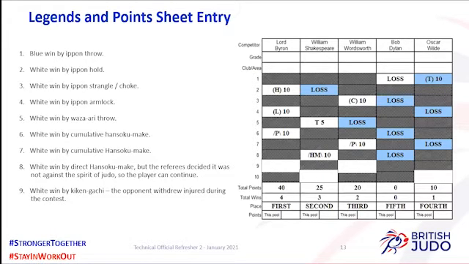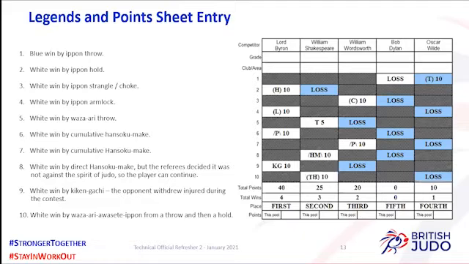The 9th match is a white win by Kikingachi. The opponent withdrew injured during the contest. So it's a KG 10, Kikingachi, 10 points and a loss for blue. And the final match is a win by Wazari Awazati ippon from a throw, then a hold. So in this case, we've got the T for the throw, the H for the hold, followed by a circle, TH circle, 10 points and a loss.